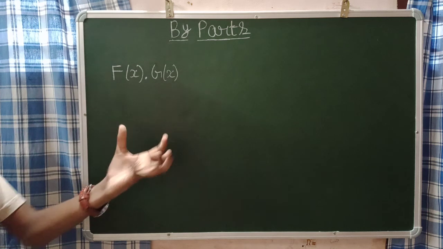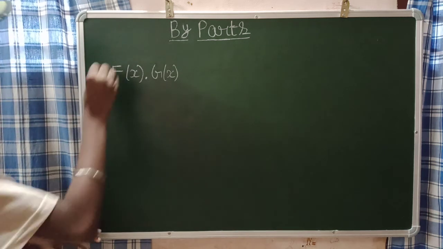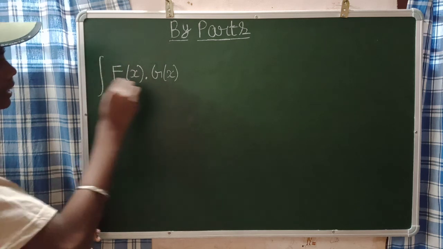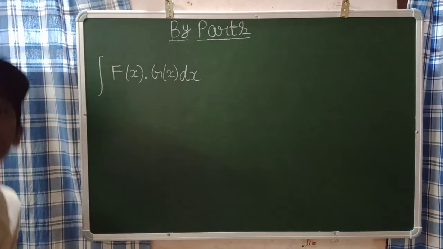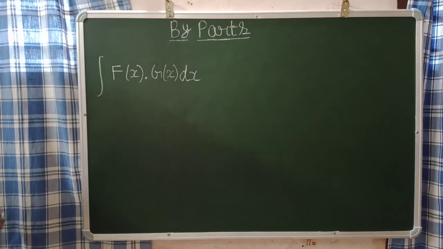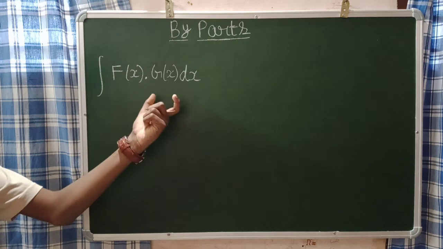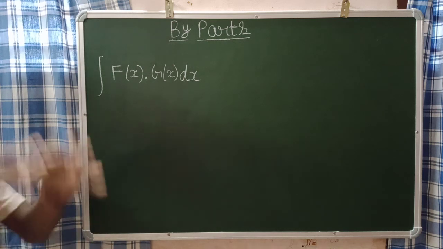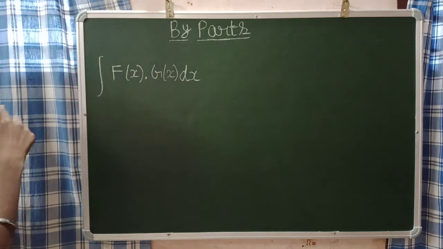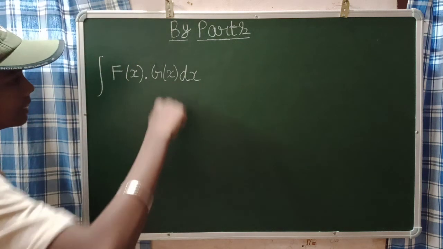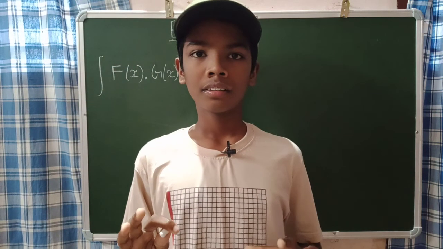Now, if we need to integrate these two functions, what will I do? I will just put the integral symbol, then I will write dx here in order to show that I am integrating with respect to x. If I have two functions f of x and g of x in their product, and I need to integrate them, I just put the integral symbol and write dx.